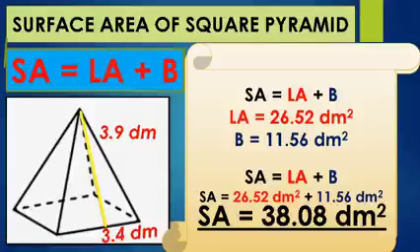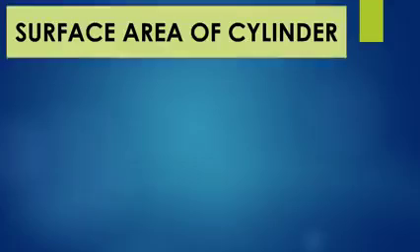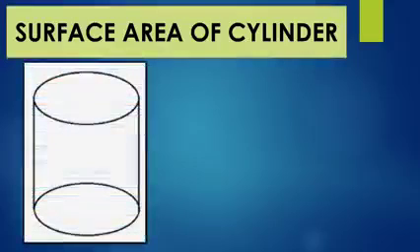So this is how the process of finding the surface area of a square pyramid goes. Let's now proceed to the surface area of a cylinder. This is your cylinder. Okay?